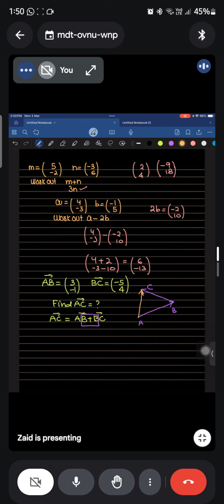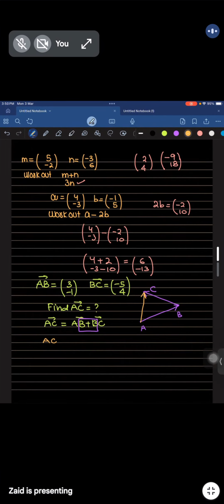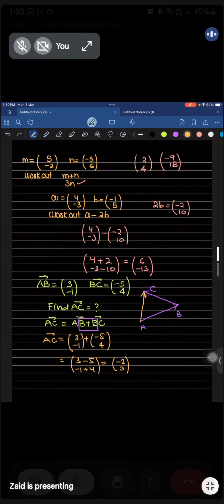We all know about the head to tail, okay. So AC is going to be AB plus BC. So AB is 3 and minus 1, plus minus 5 and 4. The center one should be the same. Like B and B get cancelled out, and you're going to have A and C. So I'm getting 3 minus 5 and minus 1 plus 4. So my final answer is negative 2 and 3. Yes, my students, is this clear to all of you?